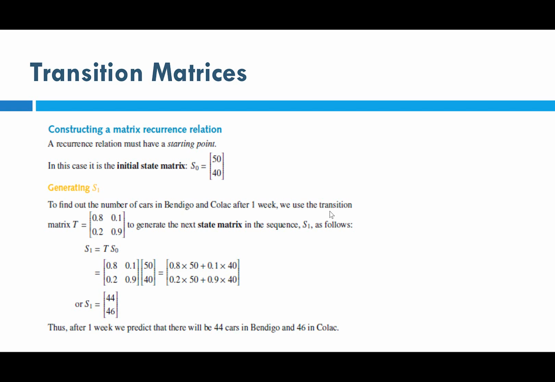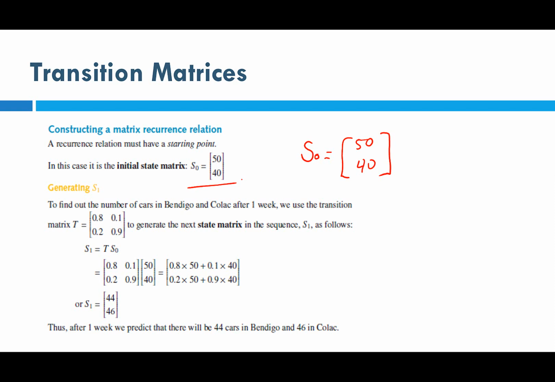So we have to start off with something called an initial state matrix. The initial state matrix starts off with some notation called S of 0. And in this situation, our S of 0 was 50, 40, like that. So it looks like this one here. So generating S1: the initial state matrix is S0, S1 would be after 1 week, S2 would be after 2 weeks, and so on and so forth.